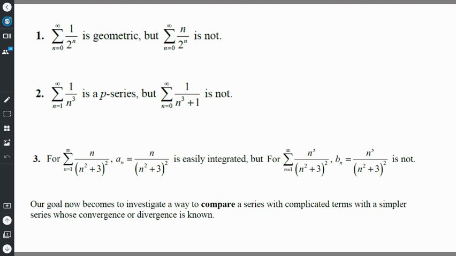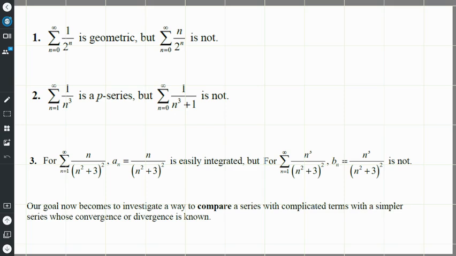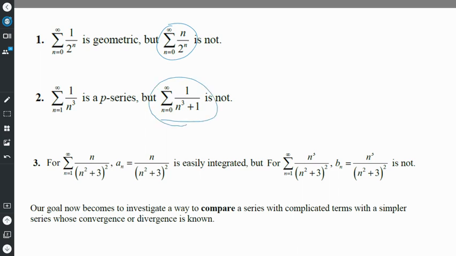No, it's not geometric. Even if we use the nth term test, it will be inconclusive. At the end of the lesson, we'll be able to determine if this one converges or diverges. The same thing with this one. This one's a P-series, but this one actually is not a P-series. This one here is not in the form of a P-series. So once again, at the end of today, we're going to learn how to do it. The same for number 3.